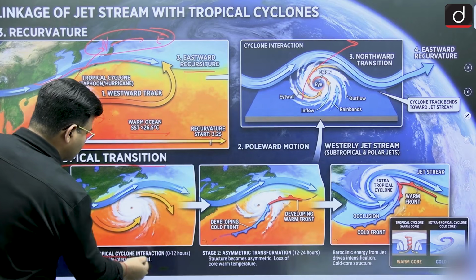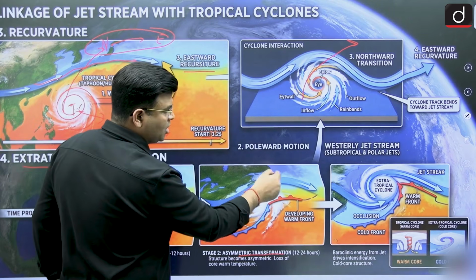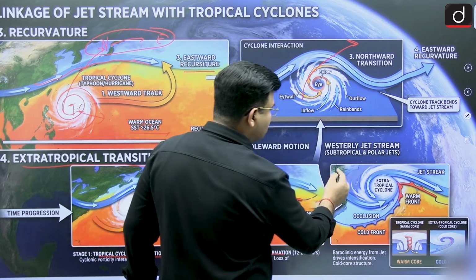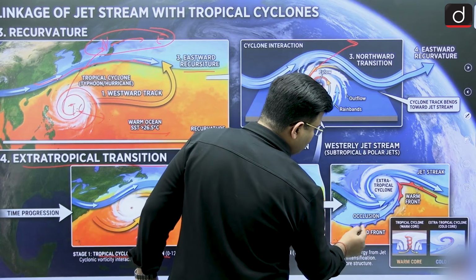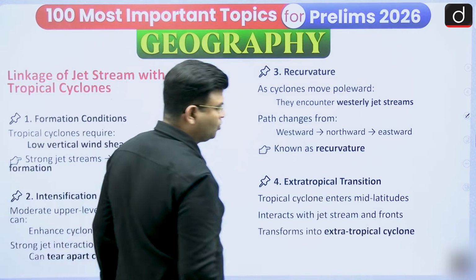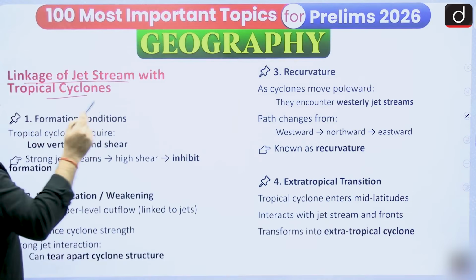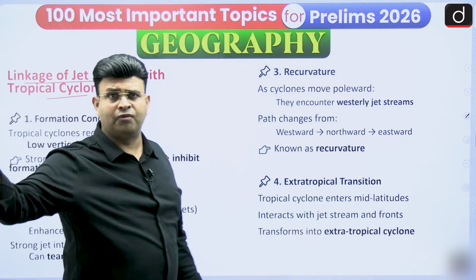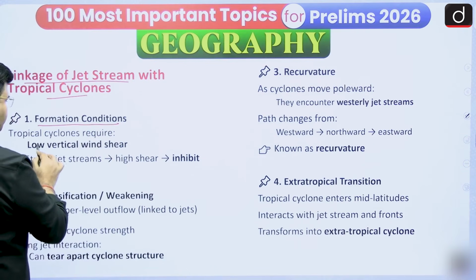So here, in tropical cyclone interaction, asymmetric transformation will take place because of this jet stream, and it will convert into something like a front, cold front, warm front. So the linkage of the jet stream with the tropical cyclone, I am talking about, can remove the vertical structure, and we have seen also the formation condition.